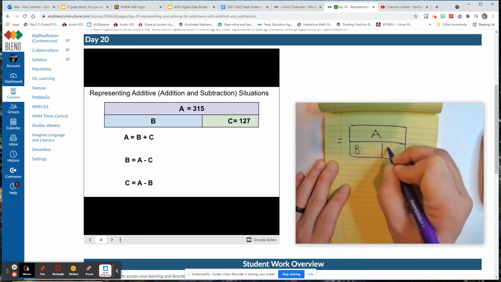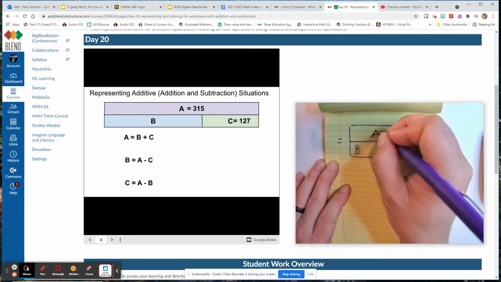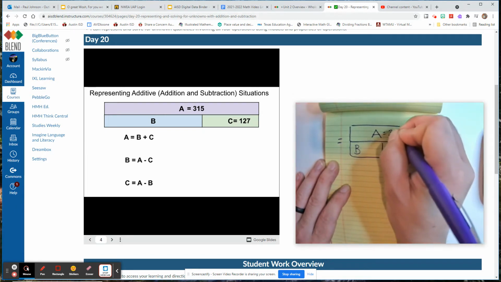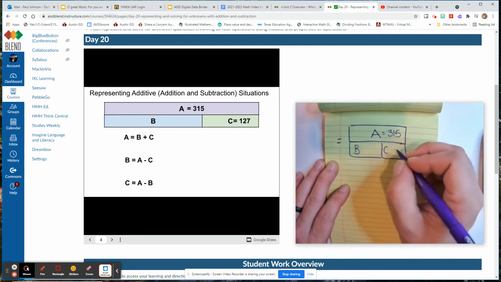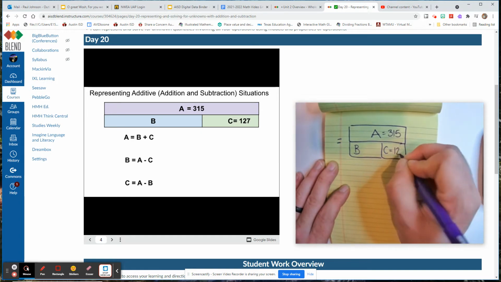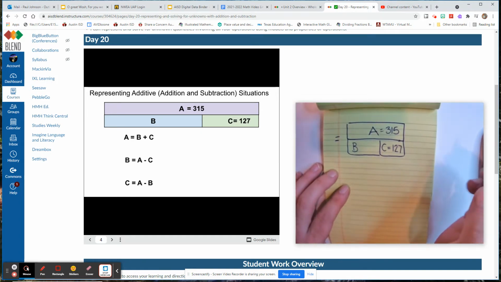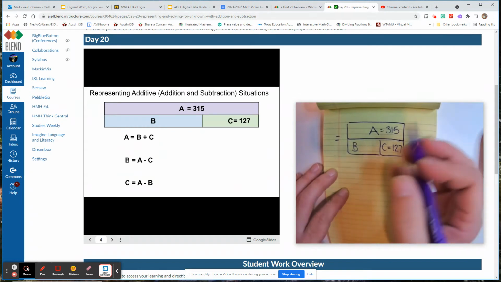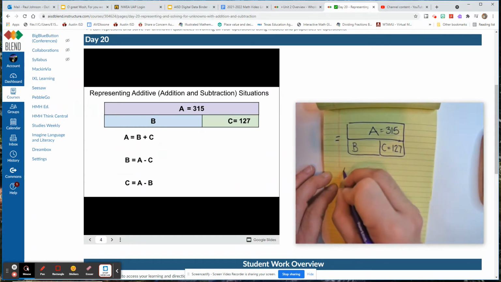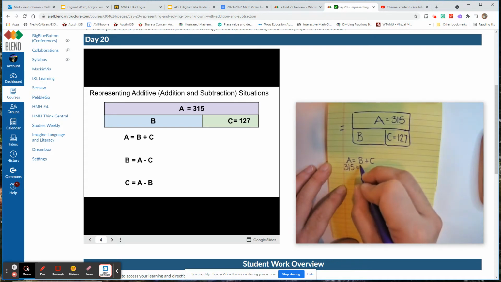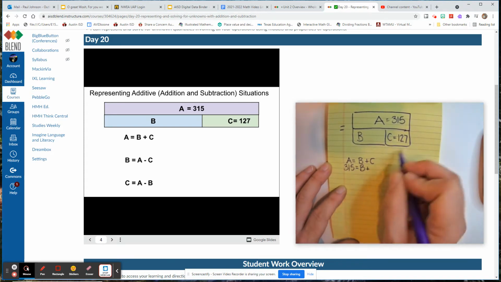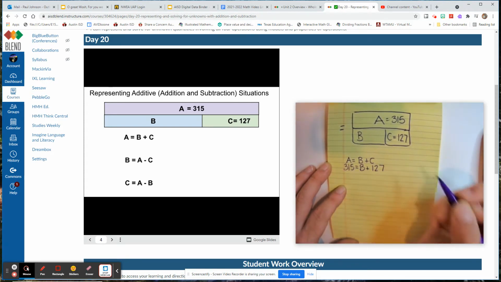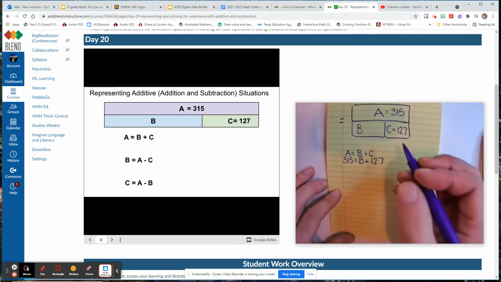All right. So on this one, they gave us A. They said A is 315, so our whole is 315. One of our parts is 127. They gave us C. So let's find out which one of these equations could best help us. All right, so we have A equals B plus C. So let's fill in what we know. 315 is equal to, we do not know B, plus we do know C is 127. So that would be our first equation that we could use.